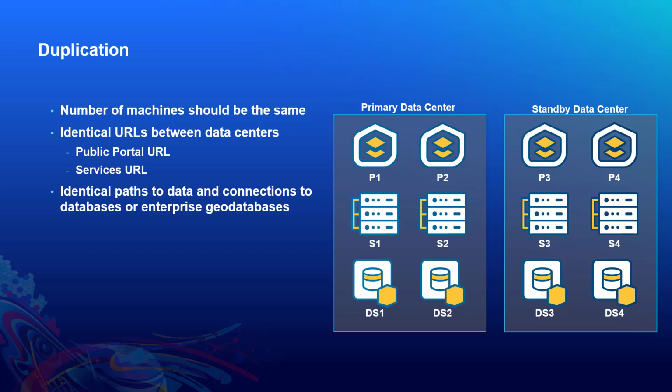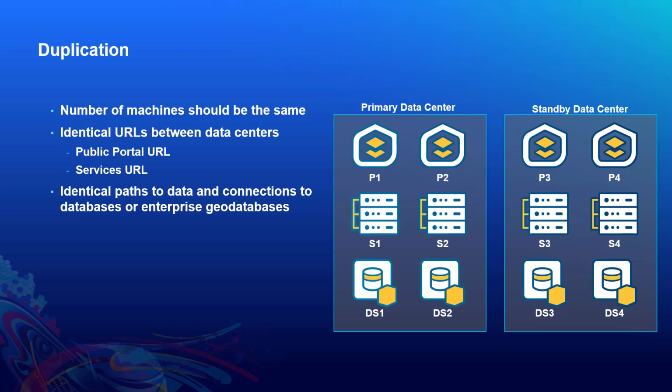It's important that you have identical URLs between data centers. These are just the public-facing URLs, the public portal URL and the services URL. The internal URLs, for example, the private portal URL and the admin URL, can be different. We'll go into that in a bit more detail in a second.